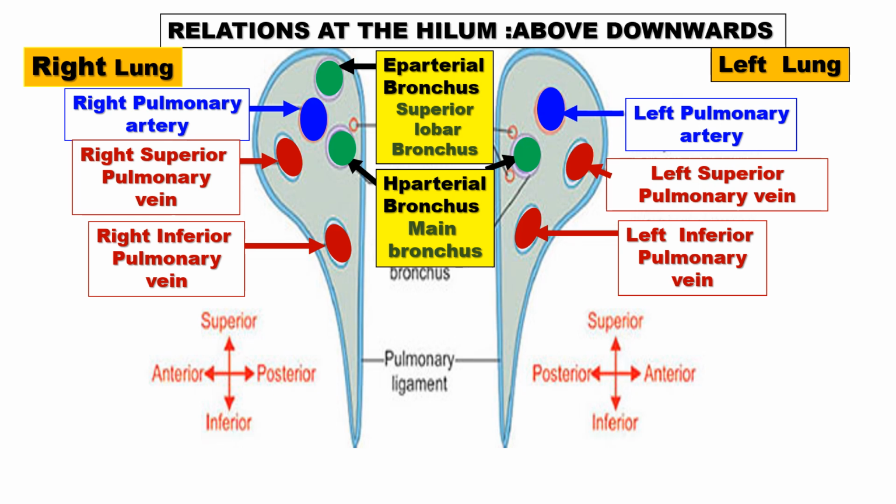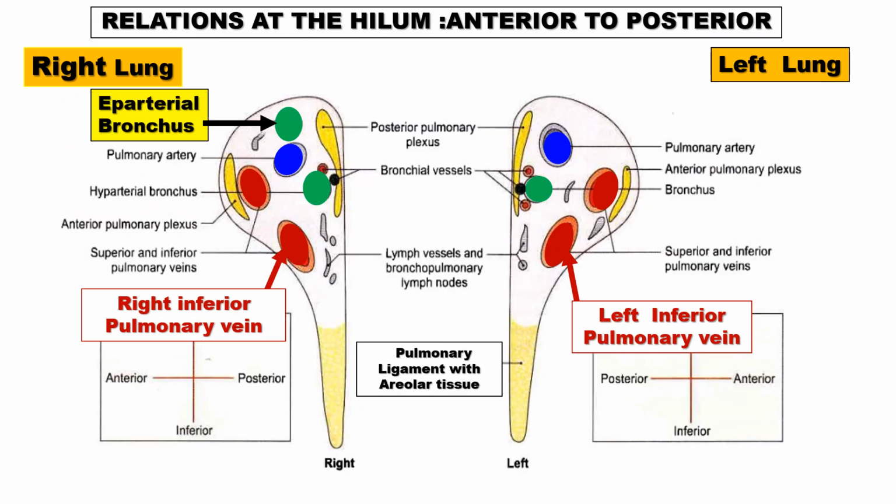Inferior to the inferior pulmonary vein we have the pulmonary ligament. It is a dead space which allows the dilatation of the pulmonary veins. Now next coming to the relations at the hilum from anterior to posterior. These relations are similar on the right lung and left lung.